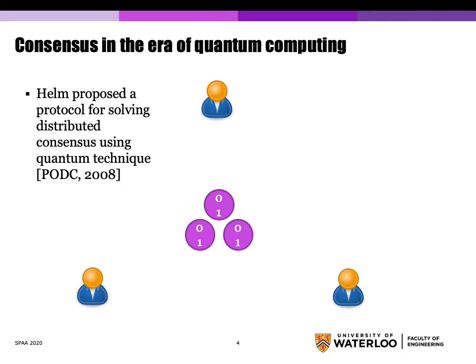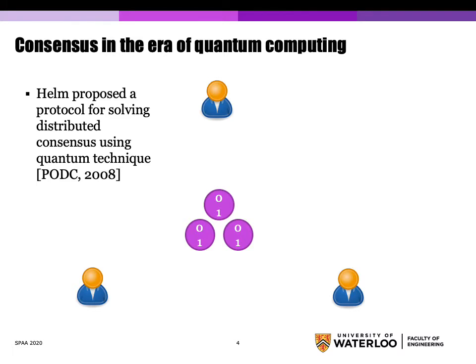Quantum computing is the use of quantum mechanical phenomena such as superposition and entanglement to perform computation. In 2008, HOLM proposed a protocol for solving distributed consensus using quantum techniques. This protocol consists of three simple steps.